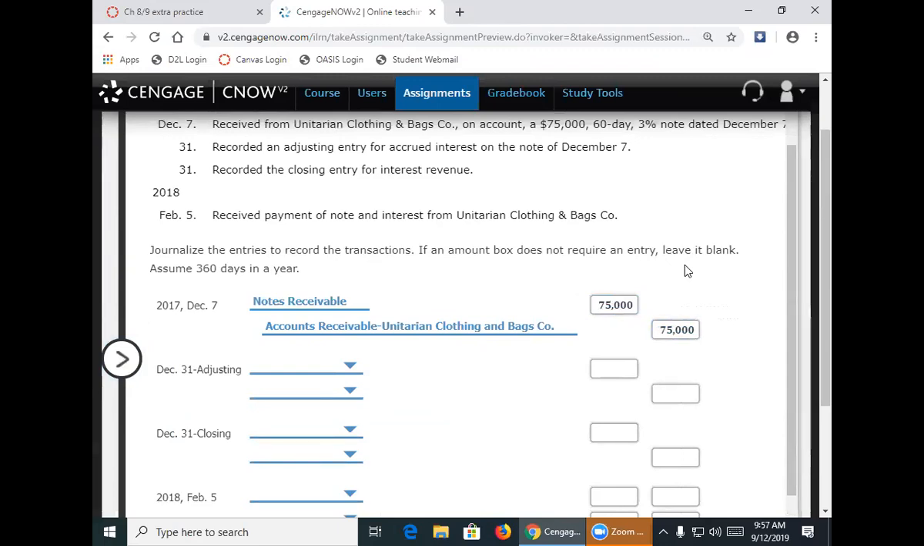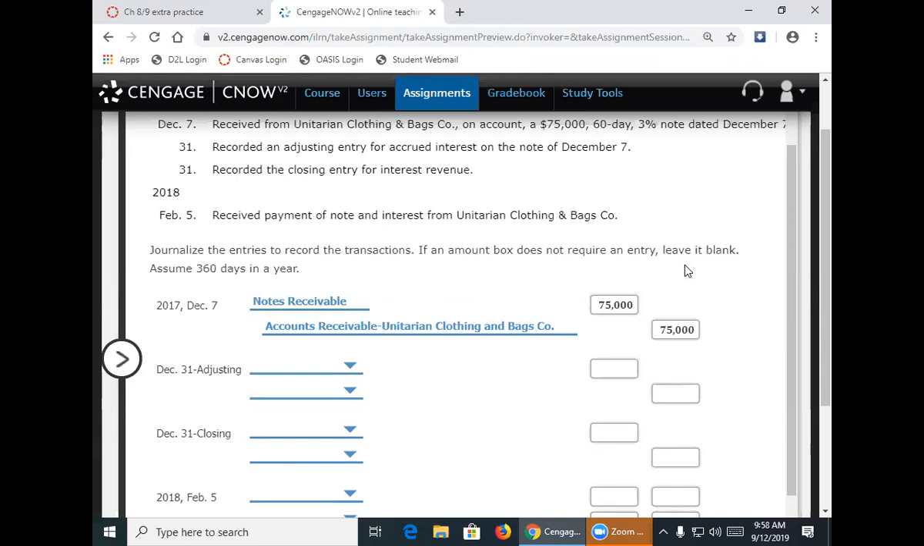Okay. So on your test, you will be doing an issuance of a note. So just know when a note is issued, you debit notes receivable and credit, in this case, accounts receivable. And your test will be the same example. It won't be sales. So it'll be accounts receivable. Okay, so that'll be one question.